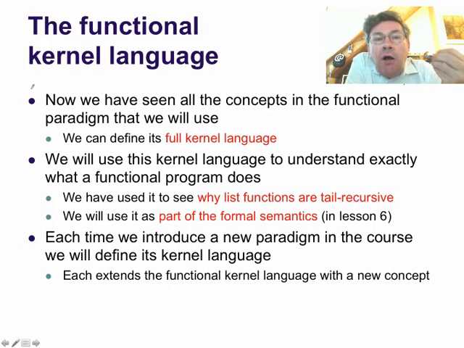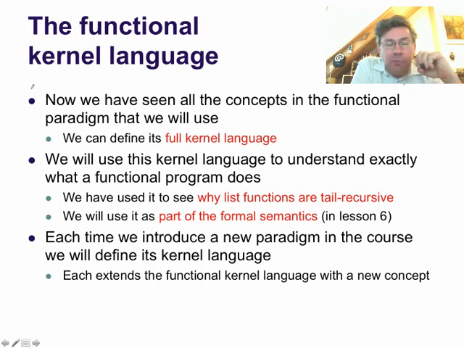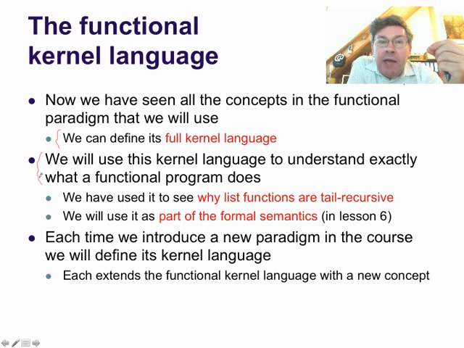Now we have seen all the concepts in the functional paradigm that we will use in this course. So we can define its full kernel language. We will use this kernel language to understand exactly what a functional program does, how it executes. No hand waving, nothing hidden. You will understand everything. We have already used it to see why list functions are tail recursive.